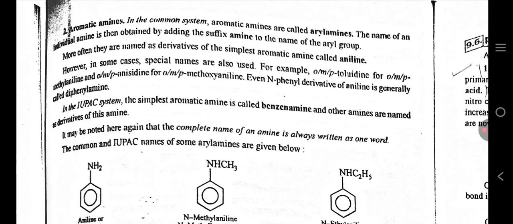Aromatic amines. In the common system, aromatic amines are called arylamines. The name of an individual amine is then obtained by adding the suffix amine to the name of the aryl group. More often, they are named as derivatives of the simplest aromatic amine called aniline. However, in some cases, special names are also used. For example, ortho, meta, para-toluidine for ortho, meta, para-methylaniline and ortho, meta, para-anisidine for ortho, meta, para-methoxyaniline. Even the N-phenyl derivative of aniline is generally called diphenylamine.